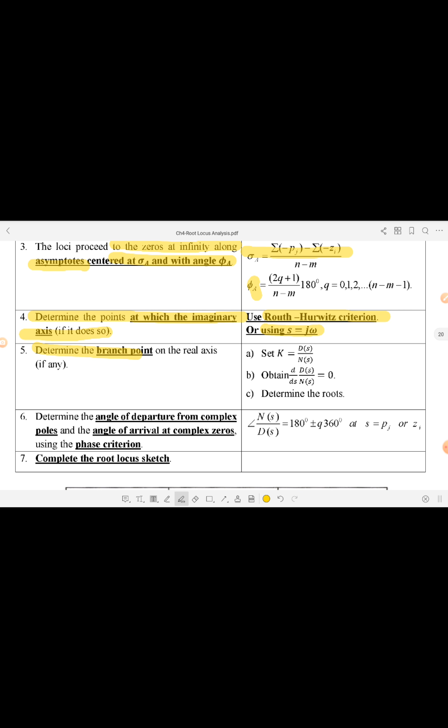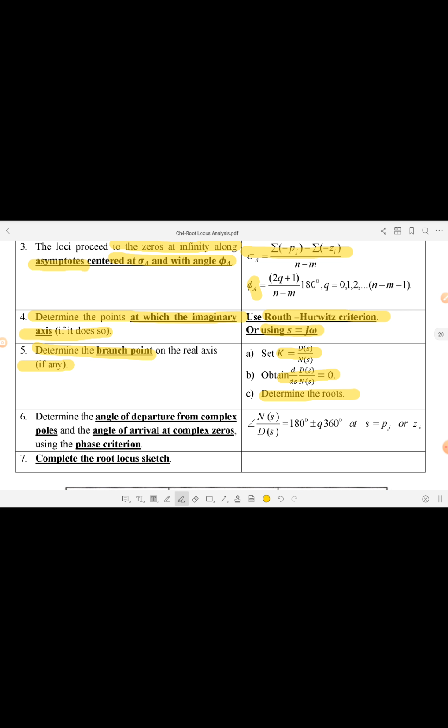After that we determine the branch points, if they exist, by letting k equal d over n, and then we differentiate it and equate it to 0, and we determine the roots that are real, and within the real roots we only select those roots that are part of the root locus, and they should be break-in or breakaway points. If there are two adjacent poles and the segment between them is part of the root locus, then it's a breakaway point, and if there are two adjacent zeros and the segment between them is part of the root locus, then there must be a break-in point.